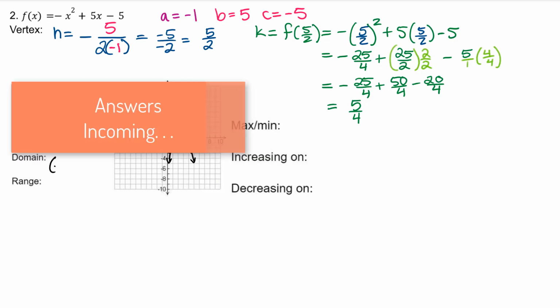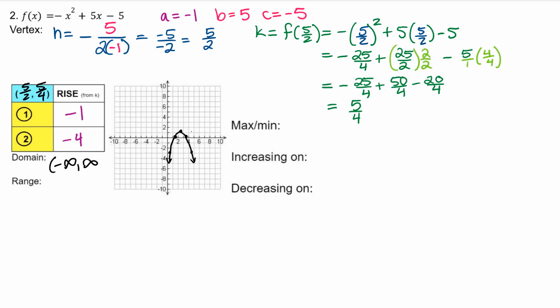As always, our domain is -∞ to infinity. Our range is dependent on whether we have a max or min. This parabola opens downward, so we have a maximum value. That maximum value is at y equals k. So this parabola has a max at y equals 5/4. That makes our range everything below 5/4, so -∞ up to 5/4.